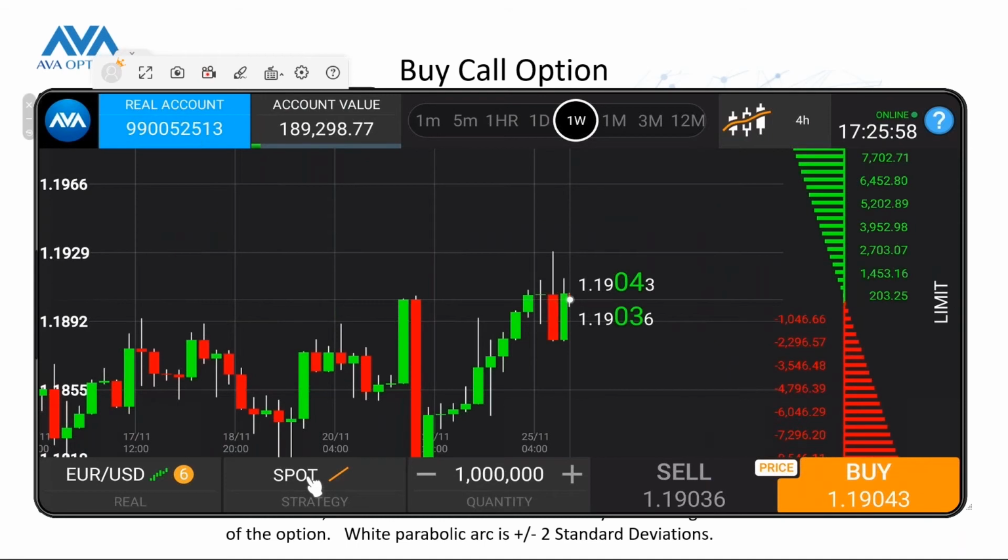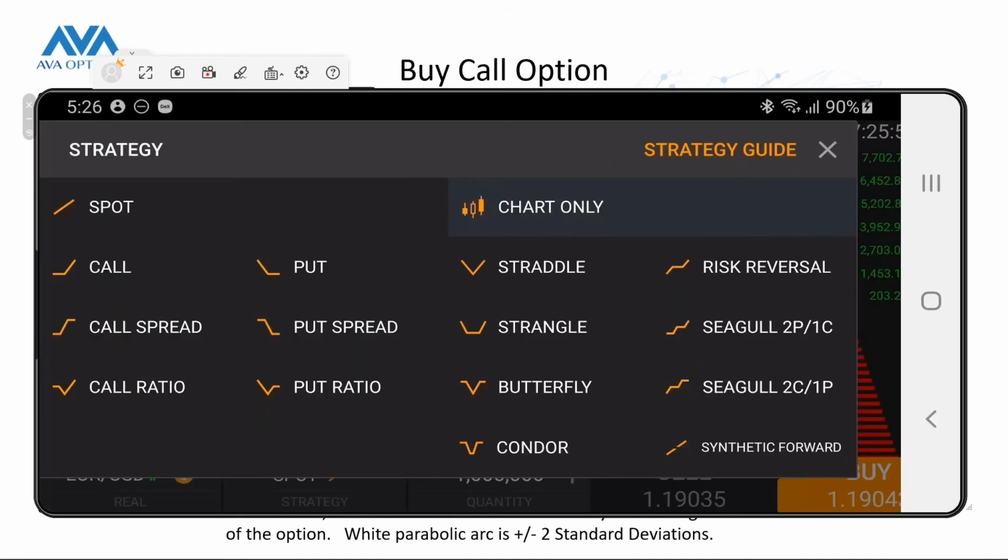Click this strategy button and you'll get a menu. And here you can choose your option strategy. You can trade calls and puts. You can trade strategies like straddles and strangles and risk reversals and call ratios. And you can play with this. Again, I highly recommend using a demo account.